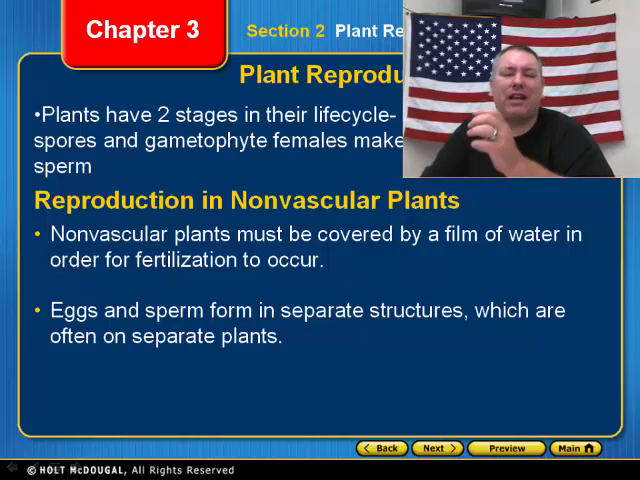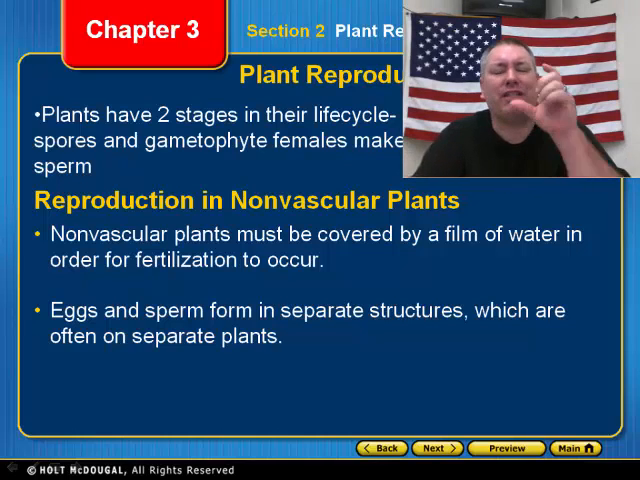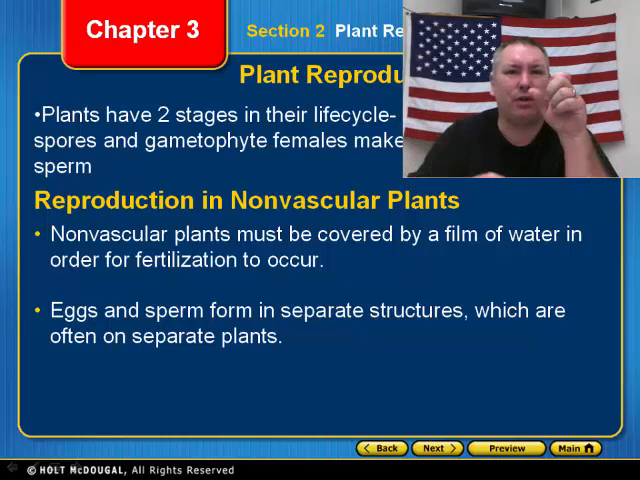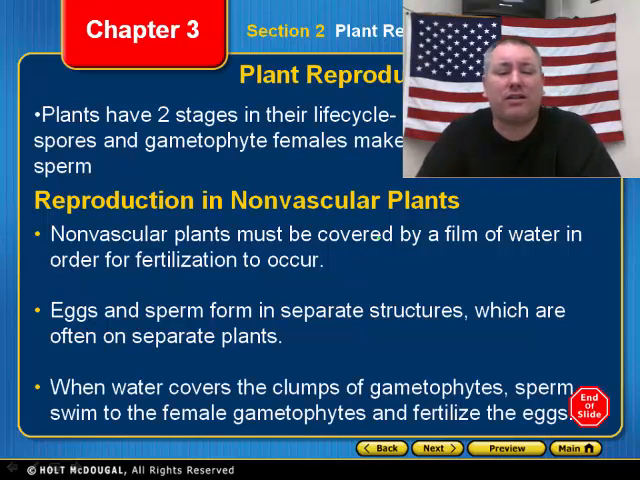Now, when we talk about the egg and the sperm on these non-vascular plants, they form in separate structures, which are often on separate plants. If you look at some of your trees, you can see that some have the male sex cell and some have the female sex cell, if you know what you're looking for. All right, when water covers the clumps of gametophytes, sperm swim to the female gametophyte and fertilize the eggs.